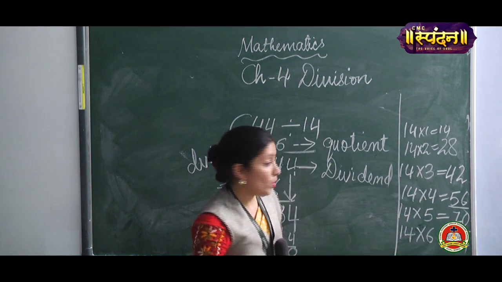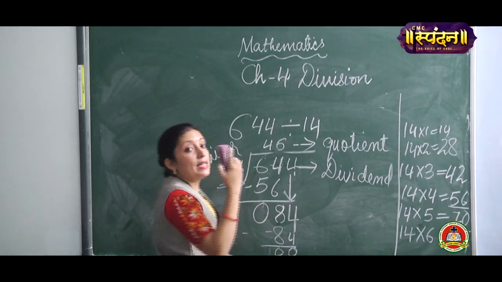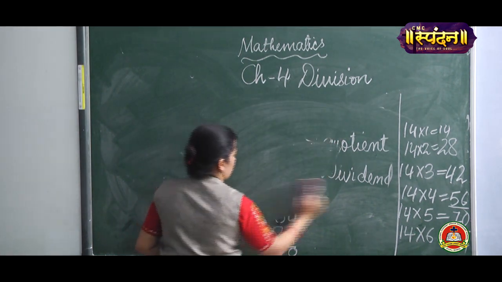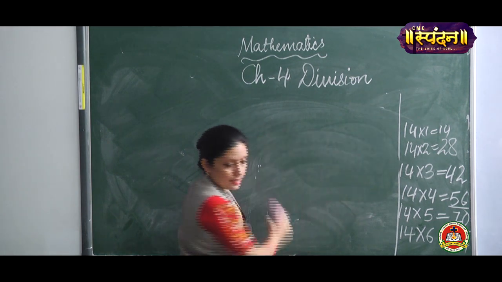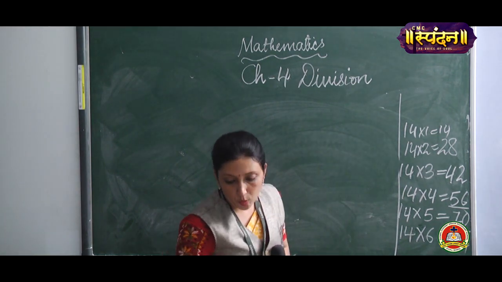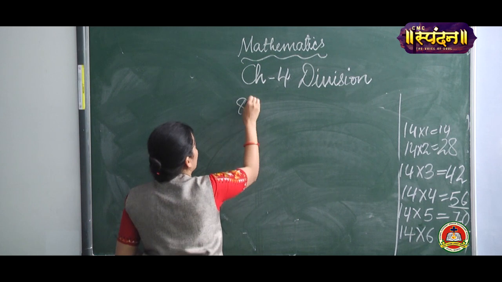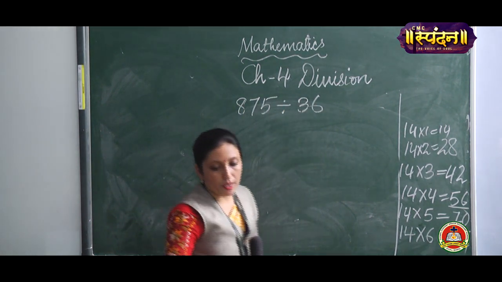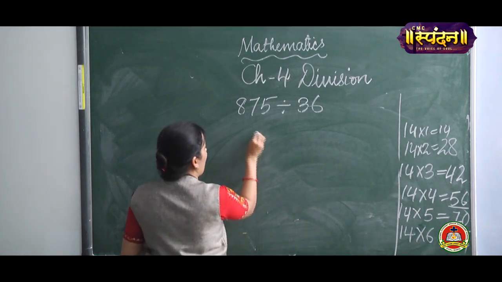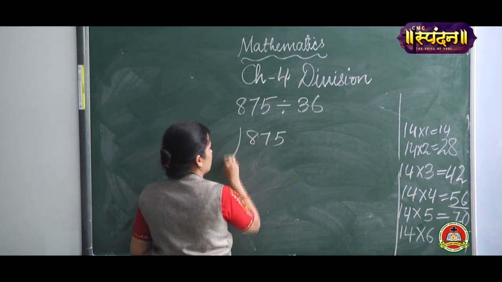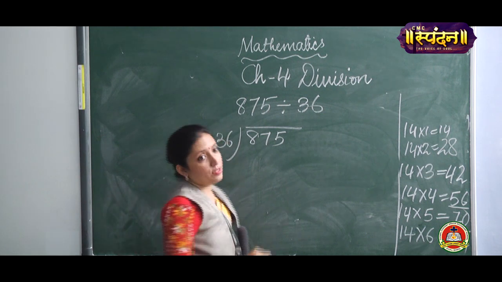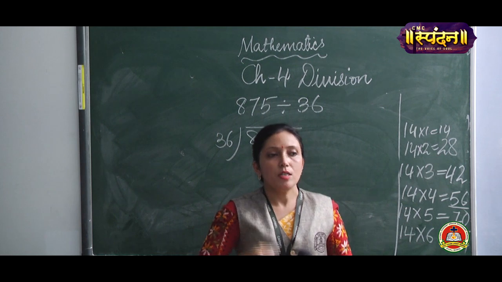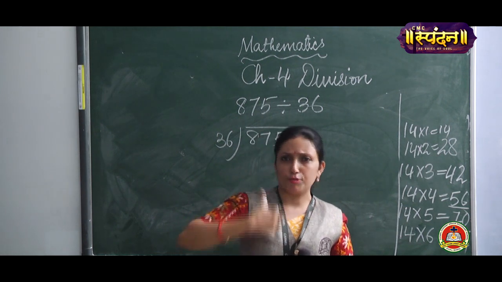I am clear, I suppose? Yes. Now let's take another example. Yes, let's move on with your book example only. 875 divided by 36. Okay. So now let's see how to divide these large numbers. Because see, this is very difficult to learn the table. Till 20 you have to be very thorough on your table. So with 36 it becomes a little difficult to keep the table.